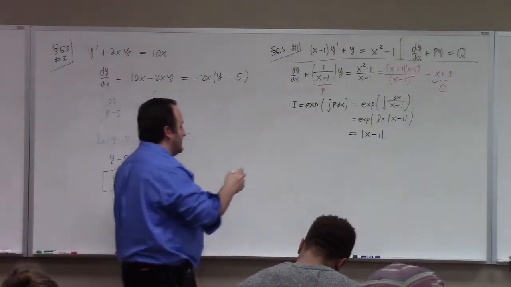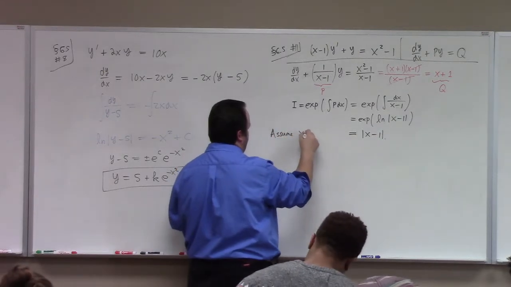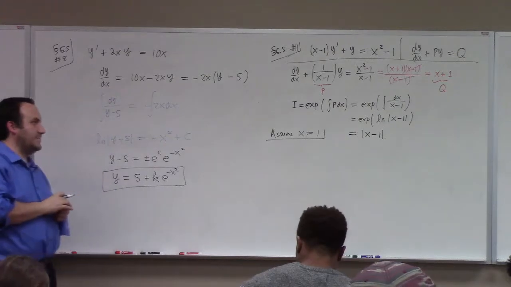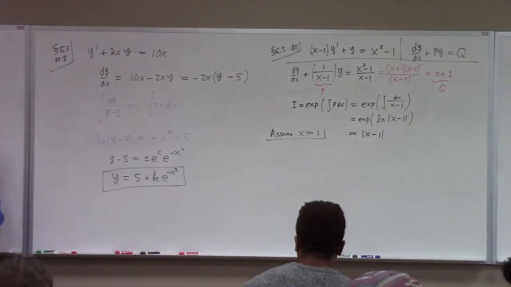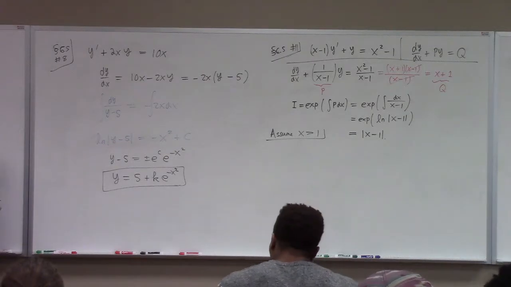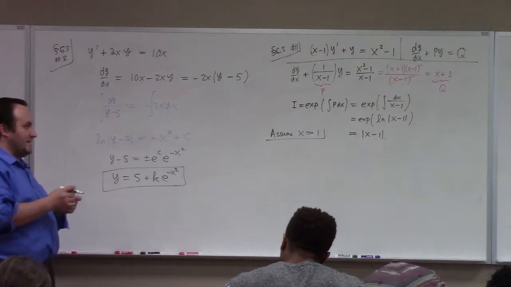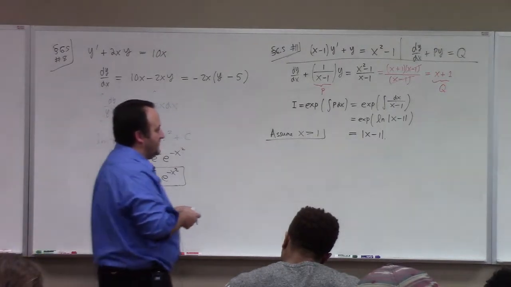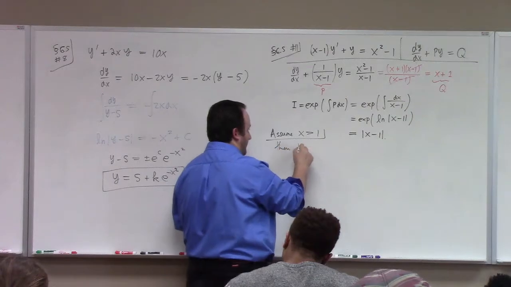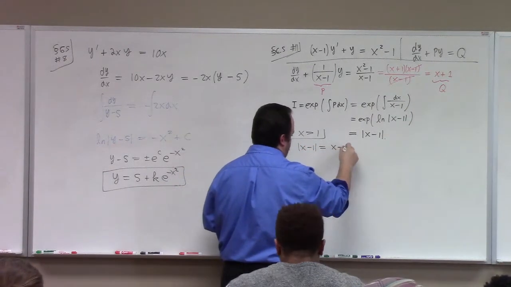Now let's assume that x is greater than 1 just for the sake of specificity. I try to throw in that condition if that comes up in a problem, because I don't really want us to have to think about the plus and the minus for the absolute value in this context. So if I put x greater than 1, then the absolute value of x minus 1 is just equal to x minus 1, right?